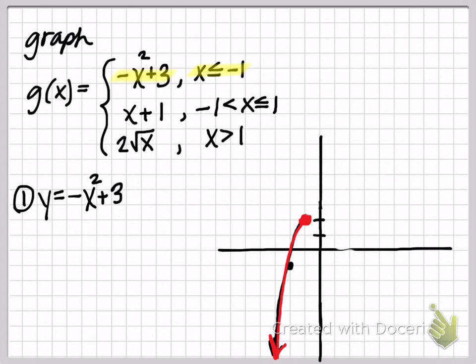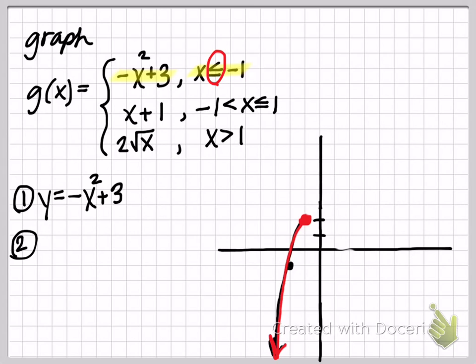So that's the piece of this parabola that I'm going to keep. And then because I want to be less than or equal to, right here, less than or equal to, it is appropriate to have a solid dot here at x equals -1. Good, so now let's move on to the second piece.